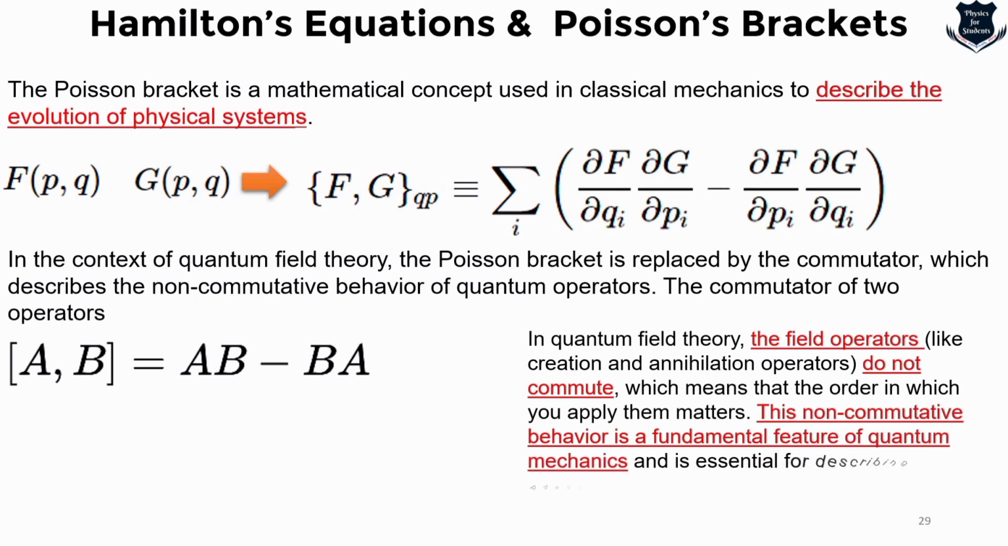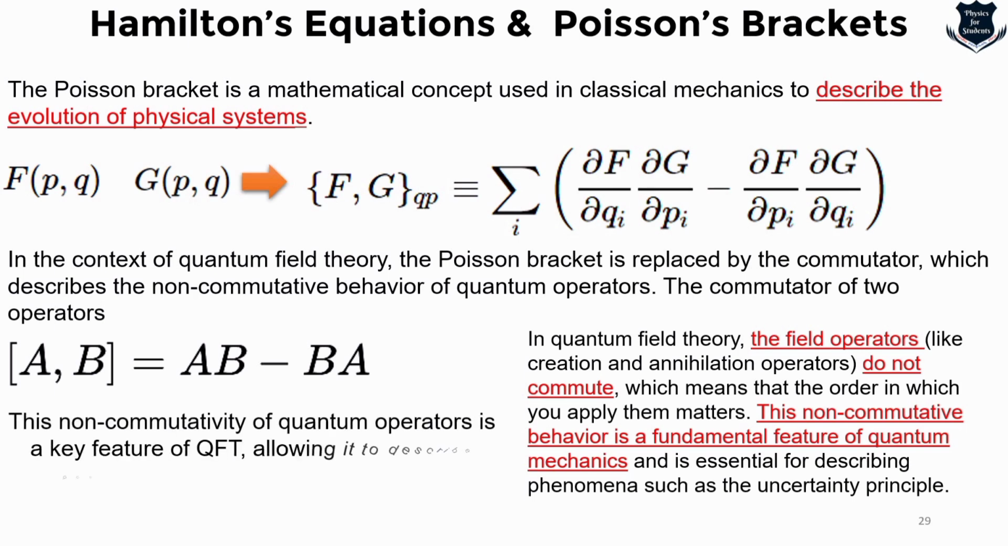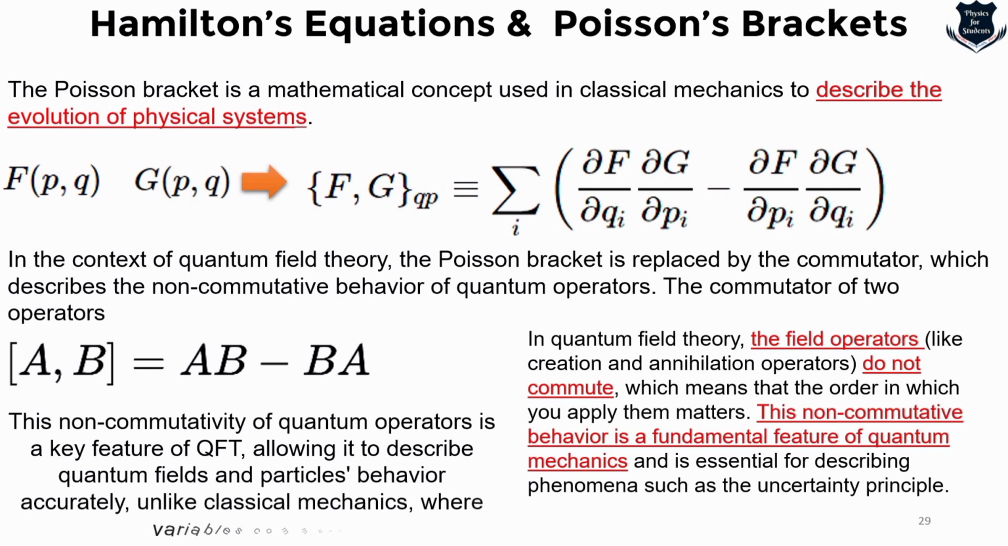And this is why the order, the non-commutative behavior, is a very fundamental feature of quantum mechanics. This non-commutativity of the quantum operators is a key feature, and it allows us to describe quantum fields and their particles, unlike classical mechanics, and further into quantum field theory. So this is the role of Hamilton's equation in terms of Poisson brackets, removing them and replacing them with the quantum operator.